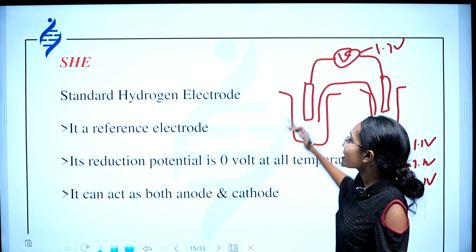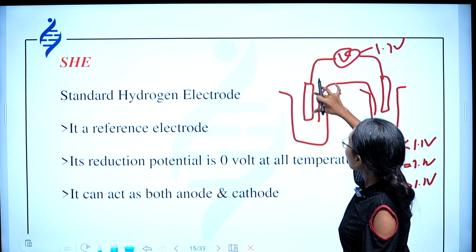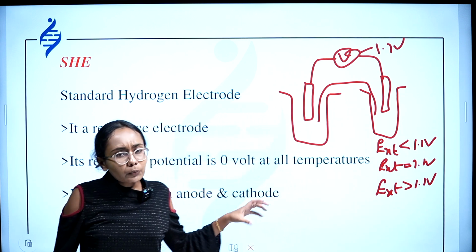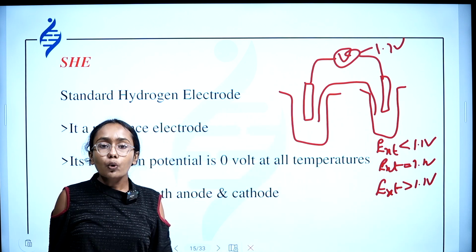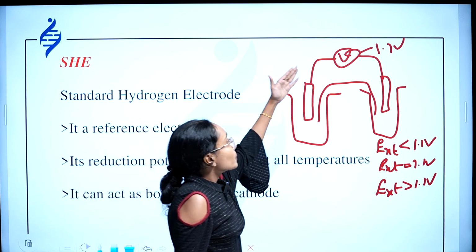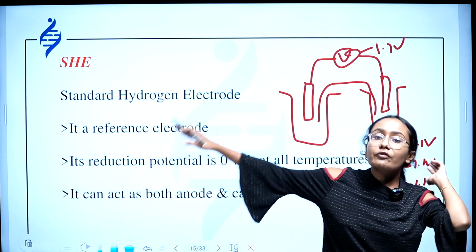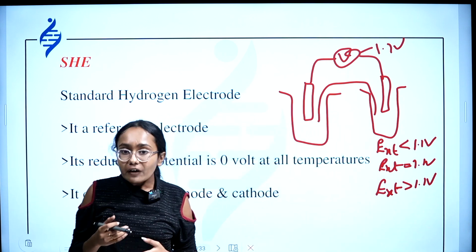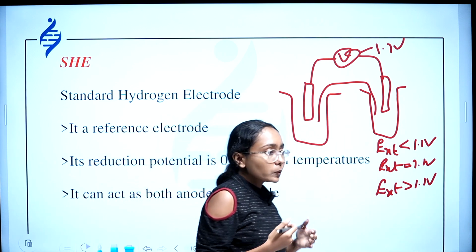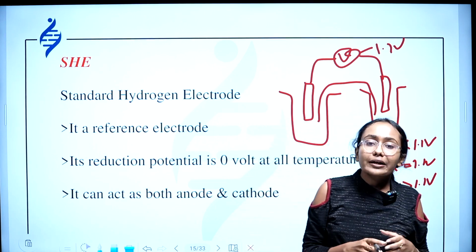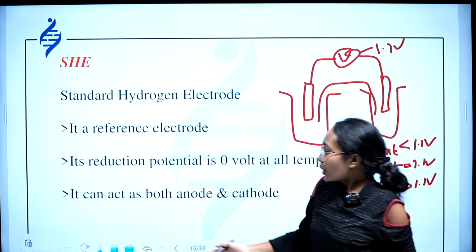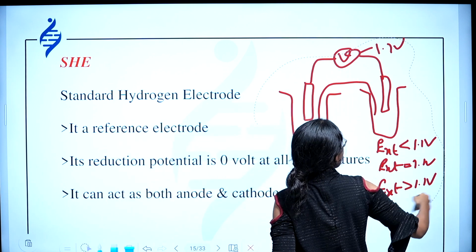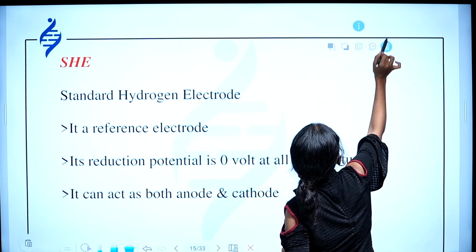When the applied potential was less than 1.1 volt, the electron flow was from anode to cathode and the current flow was from cathode to anode. But when I apply a potential greater than 1.1 volt, the electron flow will be from cathode to anode and the current flow will be from anode to cathode. That means the Daniell cell will reverse. The functioning of the Daniell cell will reverse when the applied potential is greater than the potential of the Daniell cell. So that was a topic left to be talked about in part 1.